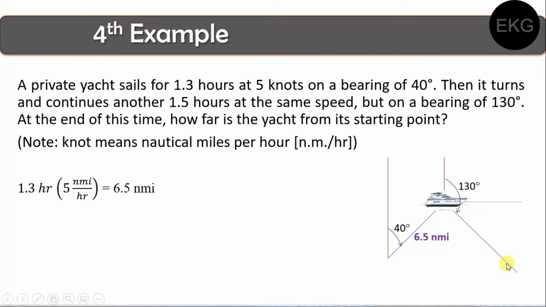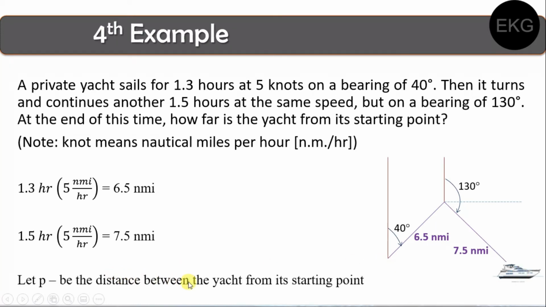To have this particular direction. So, nag-travel siya dyan, 1.5 hours at the same speed of 5 knots. So, yung na-travel niya na distance, cancel yung hour pa rin, 1.5 times 5, 7.5 nautical miles. So, ito palang distance na to is 7.5 nautical miles. Now, at the end of this time, 1.3 hours, 1.5 hours, how far is the yacht from its starting point? Gaano kalayo itong position na to doon sa kanyang original position?